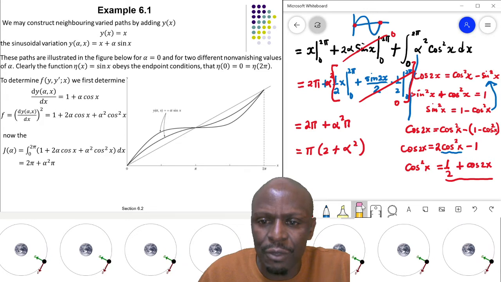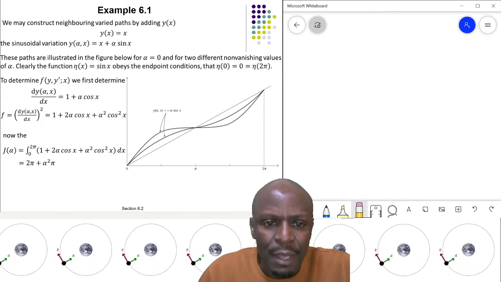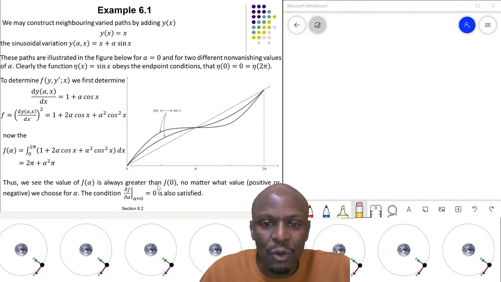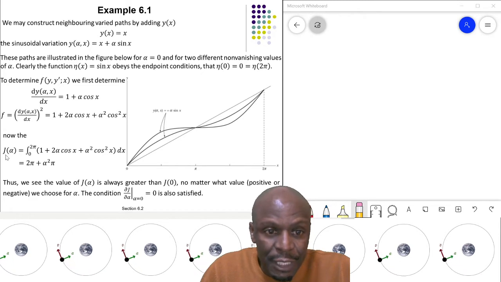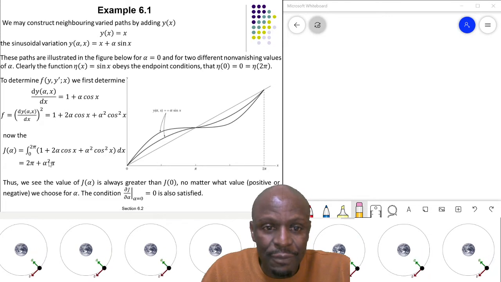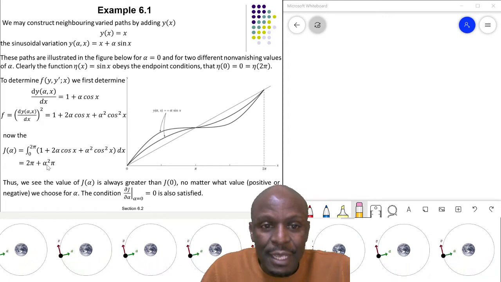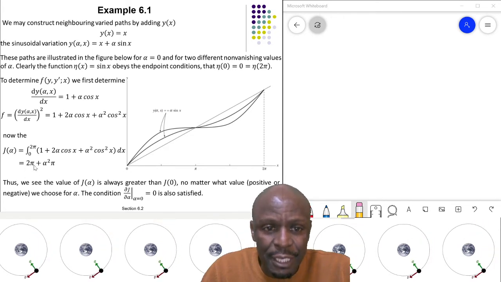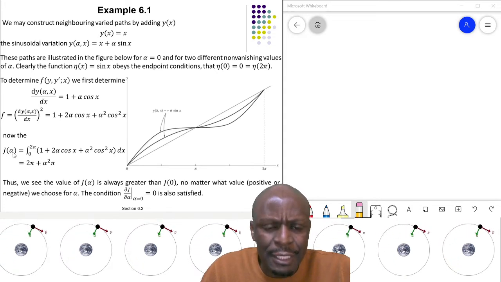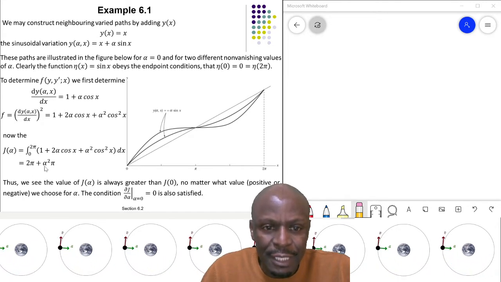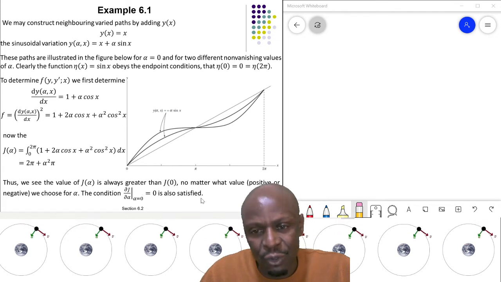So that's how you do the integration of this kind of problems. Now in that case, we see that the value of J is always greater than 0, regardless whether alpha is positive or negative. And of course, if alpha is equal to 0, if we differentiate, this is just going to be 0, because J at 0 will just be 2 pi, since we'll be differentiating the constant, because this term will vanish. So this condition is also satisfied.